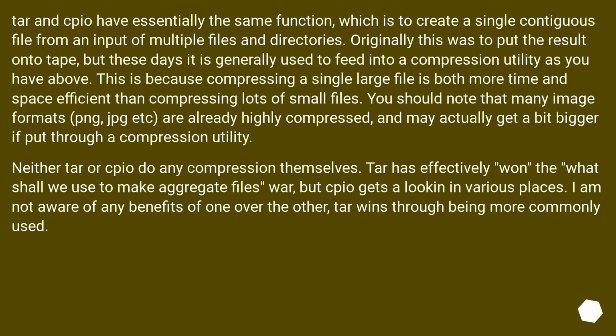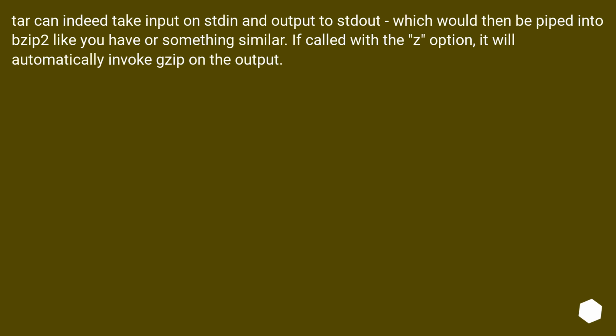Tar has effectively won the what-shall-we-use-to-make-aggregate-files war, but CPIO gets a look in various places. I am not aware of any benefits of one over the other. Tar wins through being more commonly used. Tar can indeed take input on stdin and output to stdout, which would then be piped into bzip2 like you have or something similar. If called with a z option, it will automatically invoke the gzip on the output.